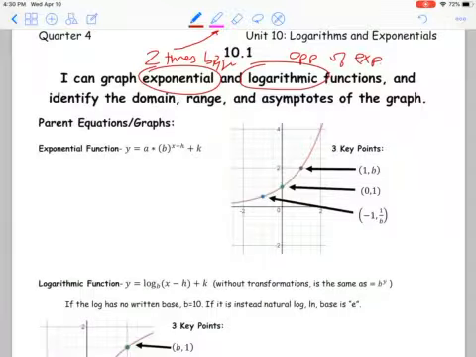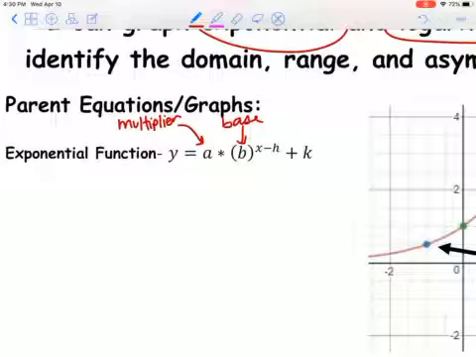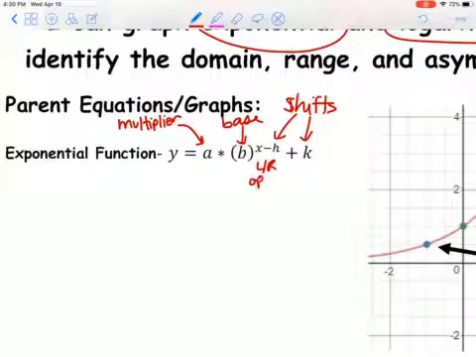So we're going to look at the parent graphs here. If you look at this equation, the b here is your base. It's always going to have an x as an exponent. The a is your multiplier. And your h and k are your shifts or your translations. H goes left and right, and it's always opposite what you would think. K is up and down.